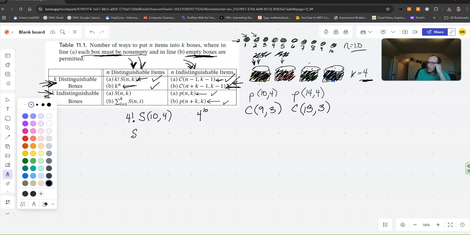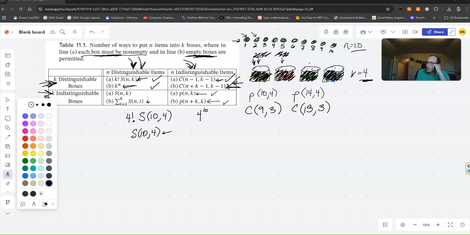This is where we'd get, if we're not okay with empties, so each of these 4 has, maybe we do 4, 3, 2, 1, for example, which would be the same as 1, 2, 3, 4, because there's nothing telling the boxes apart. We're just saying one box has 1, one has 2, one has 3, one has 4. How many ways? Well, it's this Stirling number S(10, 4).